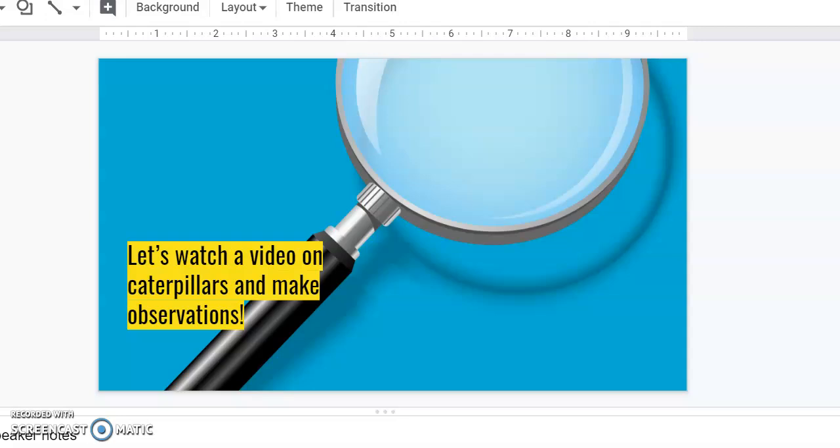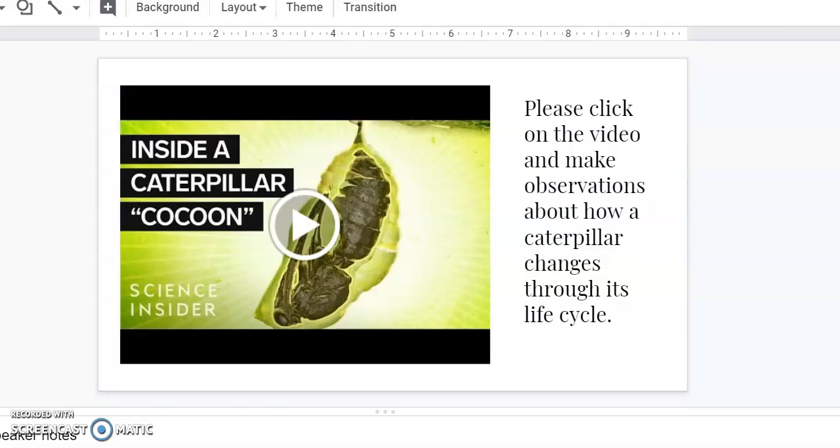Let's watch a video on caterpillars and make observations. On your slide, it's slideshow 15. Go ahead and click on the video and make some observations about how a caterpillar changes through its life cycle. So stop your screencast now and go ahead and click on slide 15.